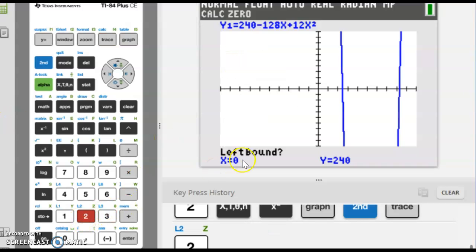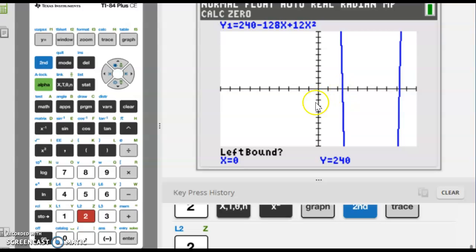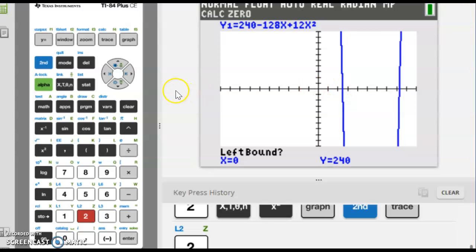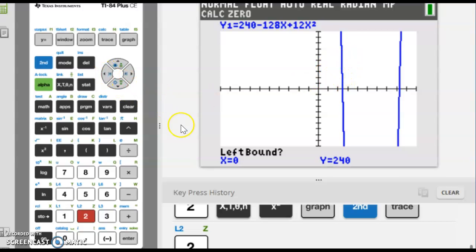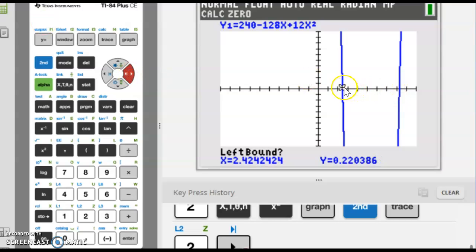Okay, so this is something you have to be able to do. So I'm going to find this one first. Your cursor, because this is so large, it's going to be a little hard to find. So you're going to use the left and right arrow. Left bound means I need to pick a point to the left of where I think it crosses. So I'm going to move my cursor. It's right now at 0. So I'm going to move my cursor to the right until I see it. I just go slow because I know it's after 2. Right there. Okay, well, that's as close as I can get.